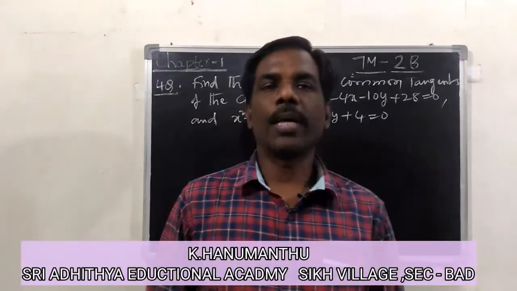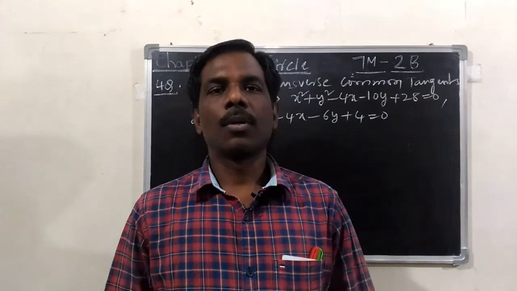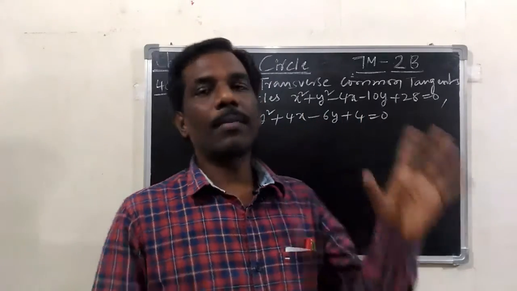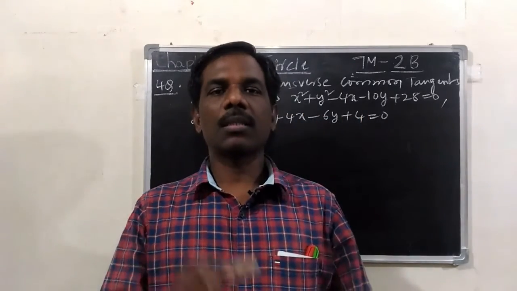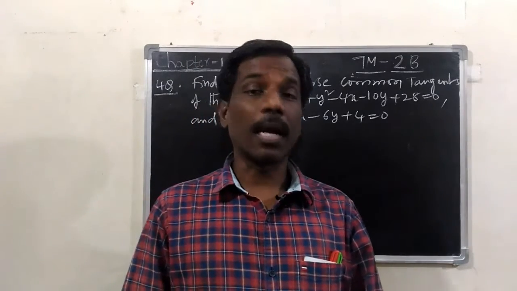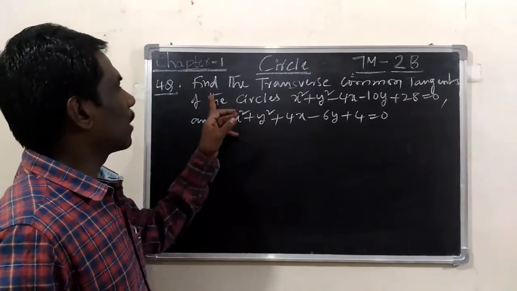Hello students, today my topic is intermediate second year 2B Maths, first chapter circles, 7 marks important questions. This type of question will be asked in the examination for question number 19. Let us first read the question.